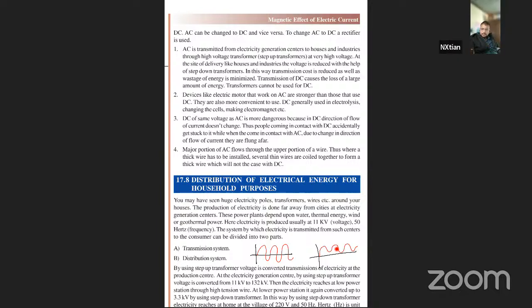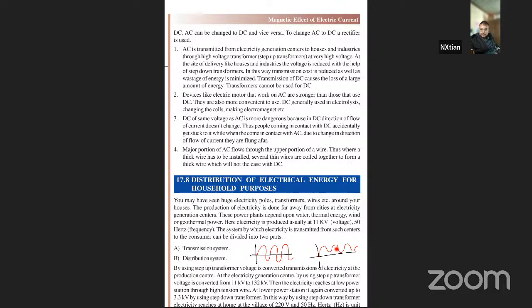Sorry, say it again. I've heard that when you touch electric current, you can get thrown backwards. And here it's also telling that if you touch AC current, you will be flung away. Flung away means you will be going in a backward direction, no? Yeah. So this is a question, no?